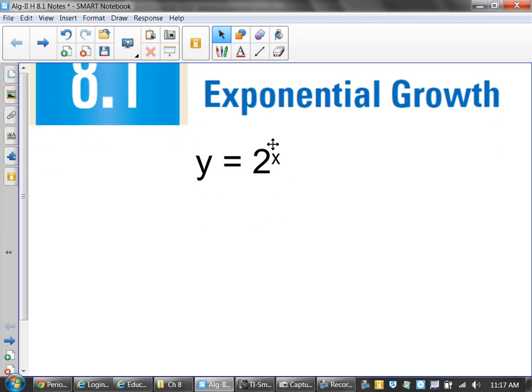y equals 2 to the x. One thing we're going to start to do here today is that we're going to have variables for exponents.